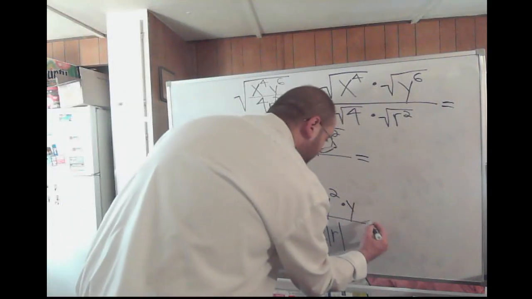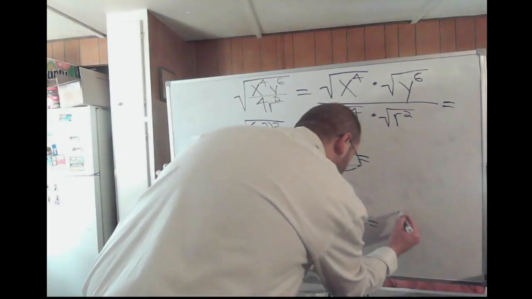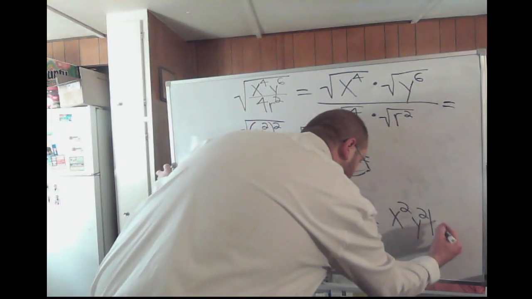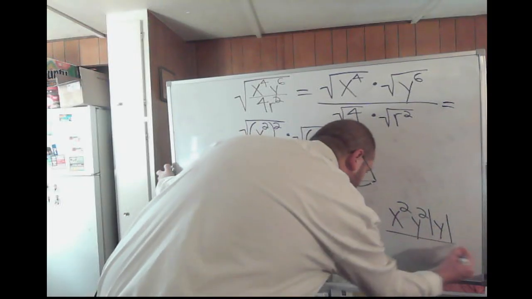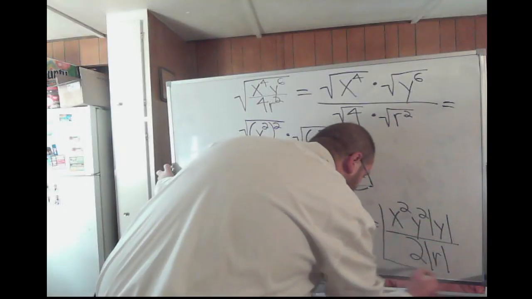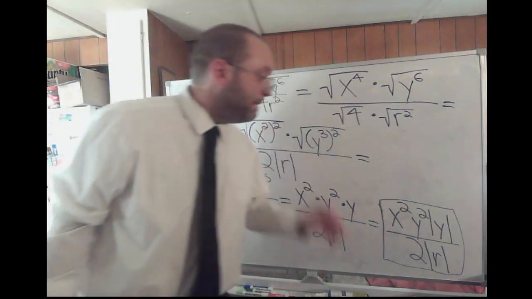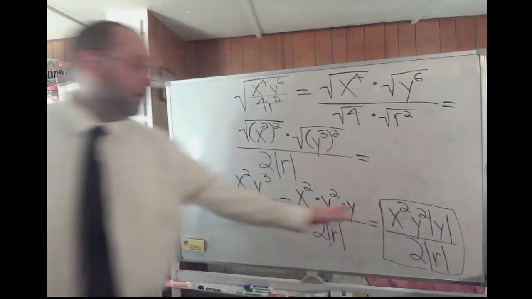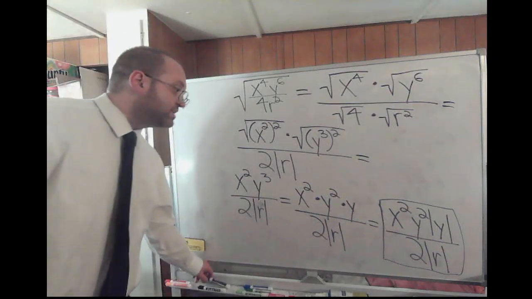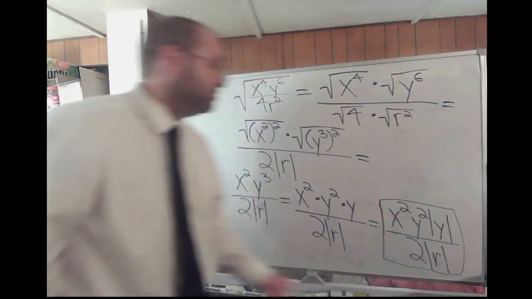But we need an absolute value sign on the y to the first in order to make sure the whole thing stays positive. So your answer you should get is x squared y squared times the absolute value of y all over 2 times the absolute value of r. That would end up being your answer. In order to make the whole thing positive, now no matter what value I put in for y, the whole result's going to be positive. So it's going to be x squared y squared times the absolute value of y over 2 times the absolute value of r.